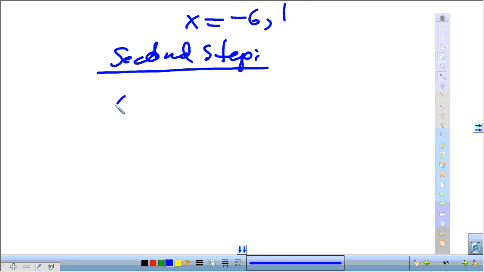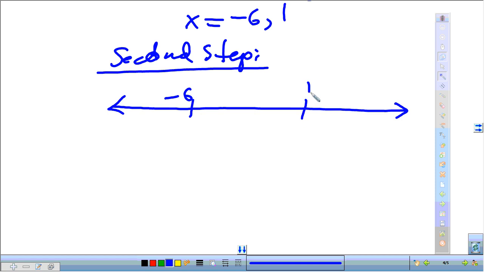So the second step is we're going to consider a number line with the solutions in the first step. 1 and minus 6. This creates regions or intervals. So we have x less than minus 6. We have x less than 1, greater than minus 6. And then a last region, x bigger than 1.